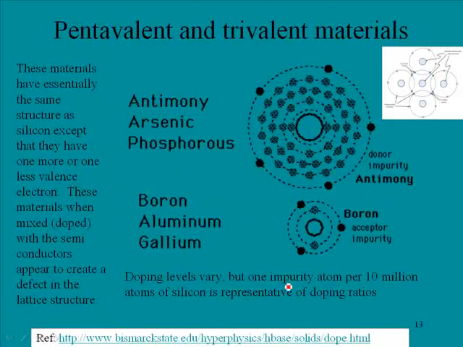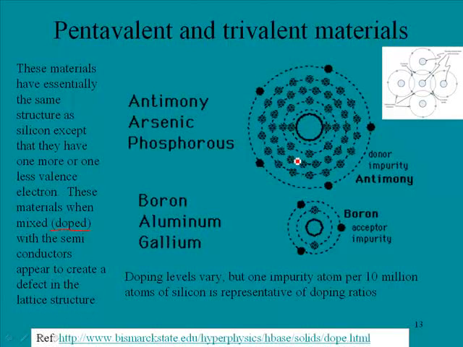Pentavalent and trivalent materials have essentially the same structure as silicon, except that they have one more or one less valence electron. Okay, so they either have one more or one less valence electron. These materials, when mixed, and this is where we get the term doped, with the semiconductors, appear to create a defect in the lattice structure.